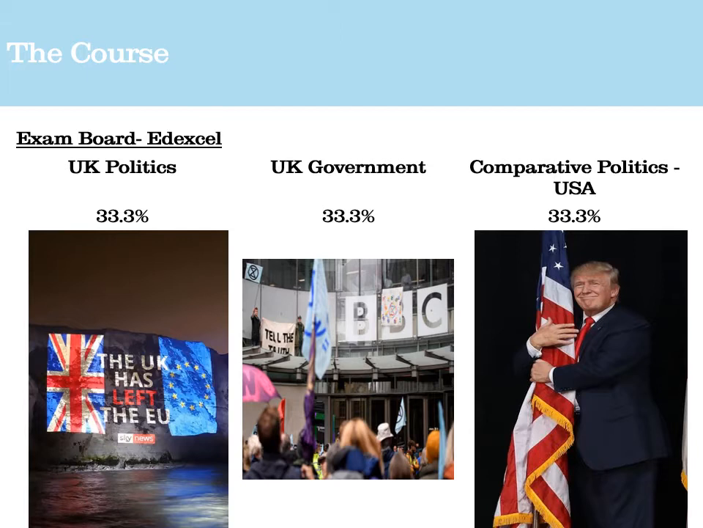The second paper will detail UK government, so you'll be looking at the UK constitution, or perhaps the lack of a codified constitution. You'll be looking at the other governmental features of the country, so why our government operates the way that it does. And in that paper as well, you'll look at another core ideology.